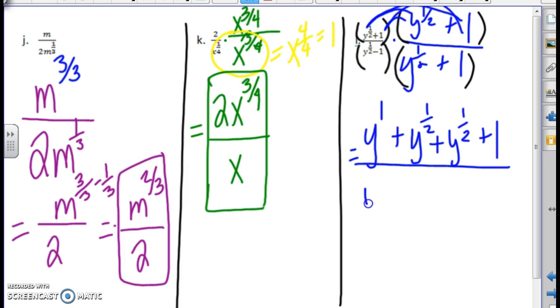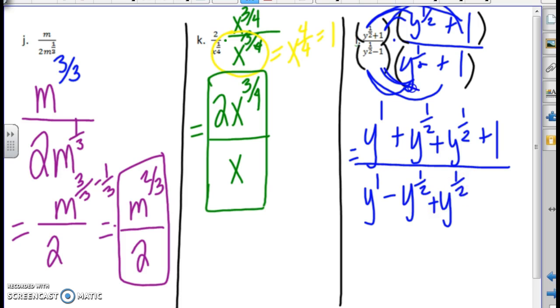In the denominator, we get y to the 1/2 plus 1/2, which is 1 whole. And for the sake of doing this right now, I'm going to multiply it all out. So I get another plus y to the 1/2. And then for this one, I get a minus y to the 1/2. Sorry, one's a plus, one's a minus. And then lastly, I get a minus 1. So these two things cancel each other out. That's going to result in y to the 1st, which I do not need to write at this point.